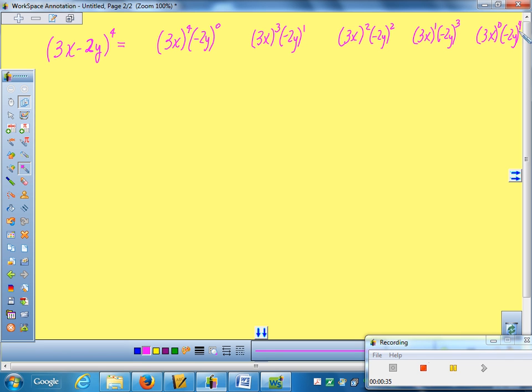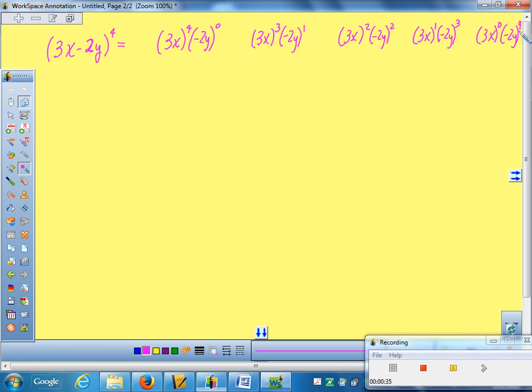Okay, notice, what do all the powers add up to? 4 plus 0, that's 4. 3 plus 1 is 4. 2 plus 2 is 4. That's a way to double check that you haven't skipped somewhere. All the powers, whatever that starting power is, everything should add up to that power.